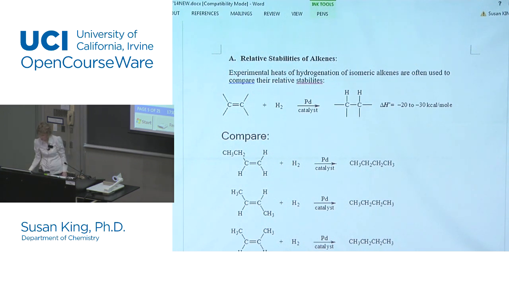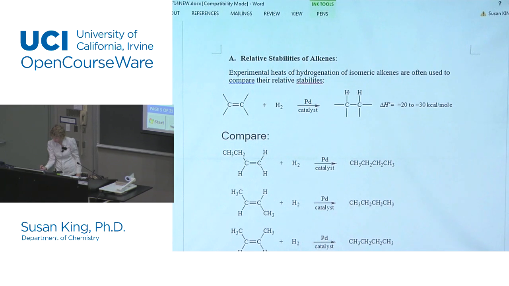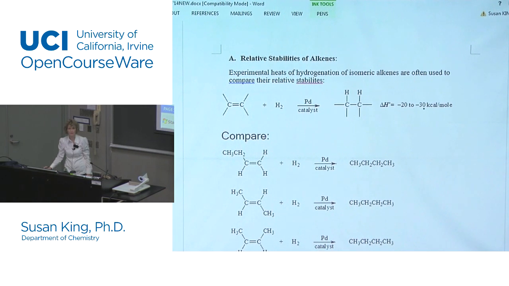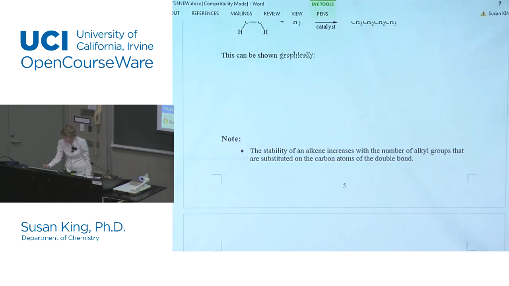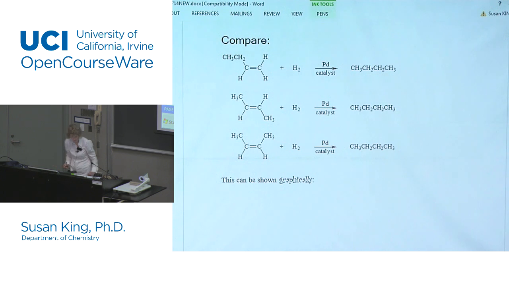So we just add the elements of hydrogen across the double bond right here, and the double bond goes away, and we measure the heat of hydrogenation. That's exactly what we're doing here. We're measuring the heats of hydrogenation for each of these alkenes, and notice they're all going to be going to the same product.